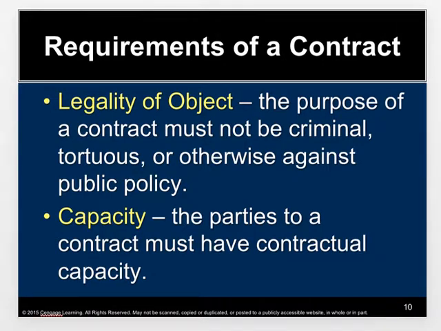Capacity, that's the other important element. The parties to the contract must have contractual capacity. And what do we mean by that? Well, the parties to the contract can't be minors. Minors cannot legally enter into contracts. So if a person is a minor, they don't have the capacity to enter into a contract. Also, if the person is intoxicated, they don't have the legal capacity. If a person is suffering from Alzheimer's, they don't have the legal capacity.